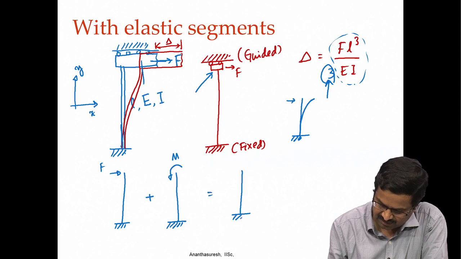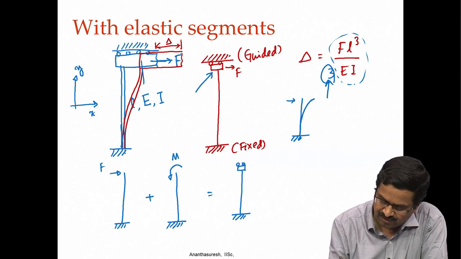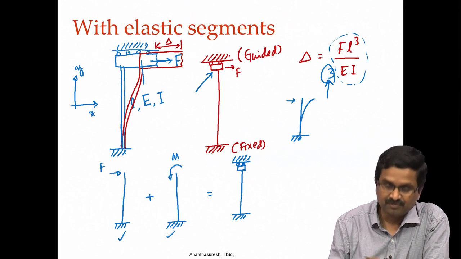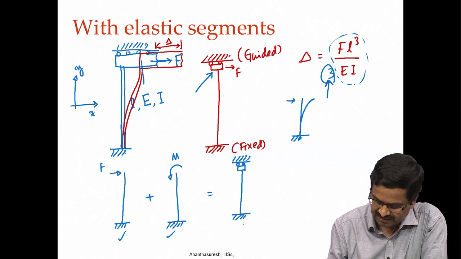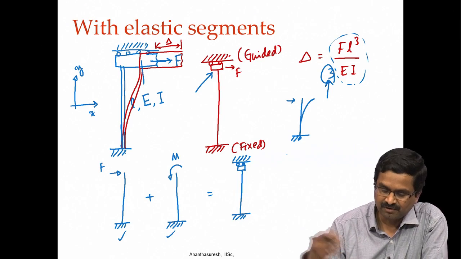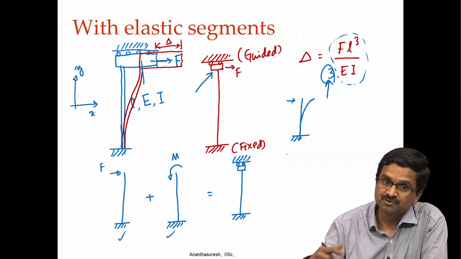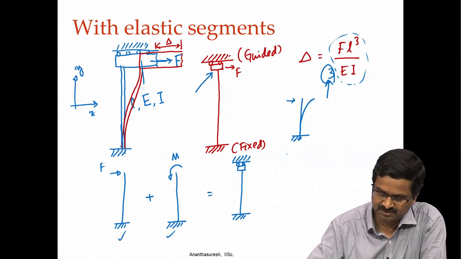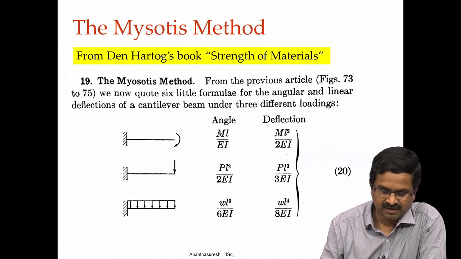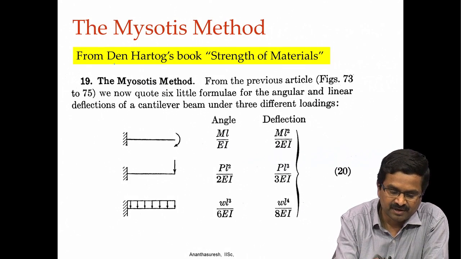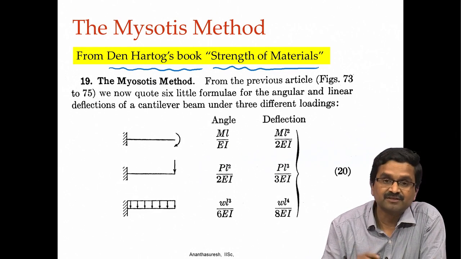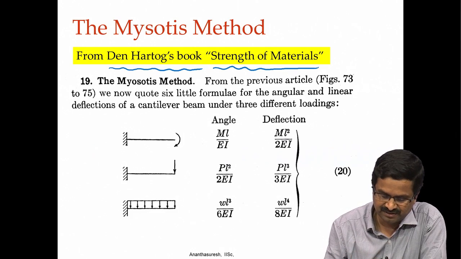So this problem that we have here, we are splitting into two of what we call statically determinate cases. This statically indeterminate, we get this, and this can be done very quickly. You do not have to look up anything because this will be useful for analyzing compliant mechanisms. So let us look at what is known as this Maisotis method, which I have taken from Den Hartog's book titled Strength of Materials or Mechanics of Materials.